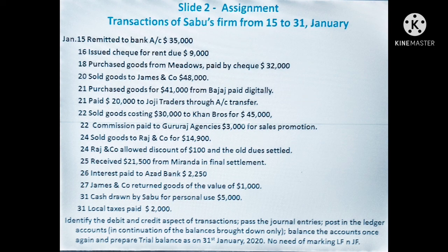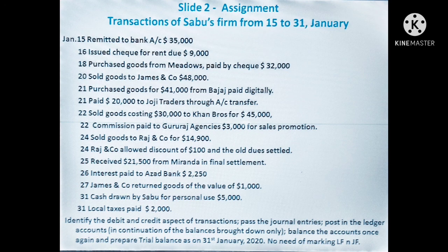So, Khan Brothers debtor to sales account $45,000. The details like cost of goods $30,000, that all we can show in narration if necessary. On January 22, commission paid to Gururaj agencies $30,000 for sales promotion. Commission paid is an expenditure, so to be debited, and cash goes out. So, commission paid account debtor to cash account. Details like Gururaj agencies can be shown in narration.